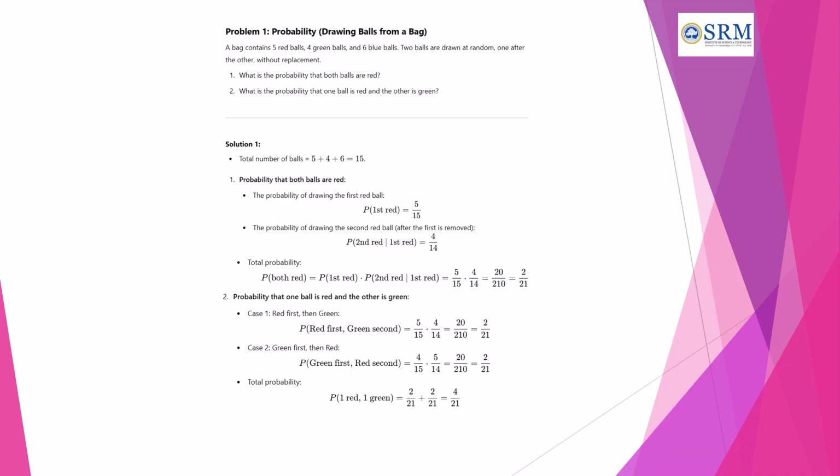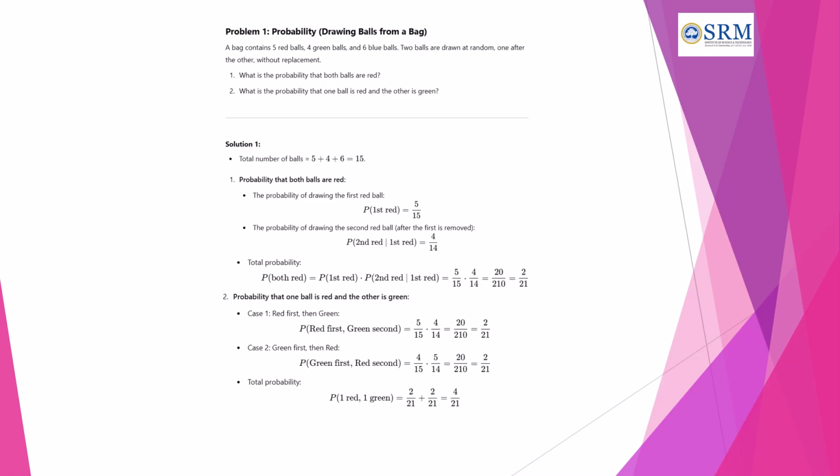There is a bag with 5 red, 4 green and 6 blue balls, making 15 balls in total. 2 balls are drawn one after the other without putting the first back. To find the chance that both balls are red, we multiply the probability of picking a red ball first, that is 5 out of 15, by the chance of picking another red ball after that, that is 4 out of 14. This gives a probability of 2/21.